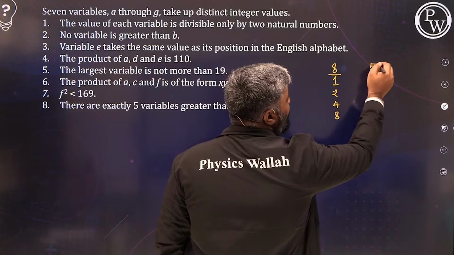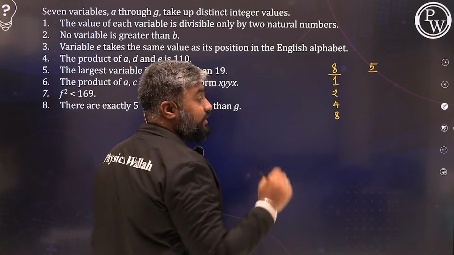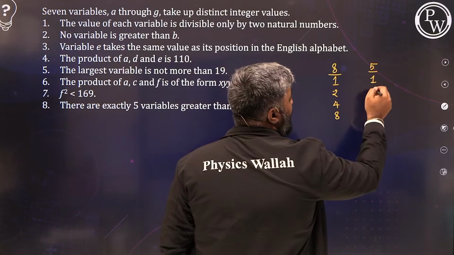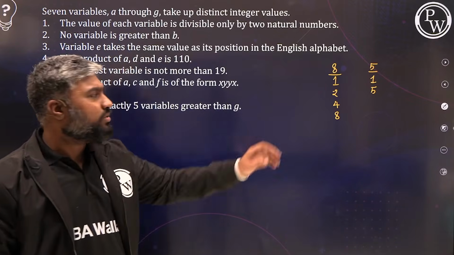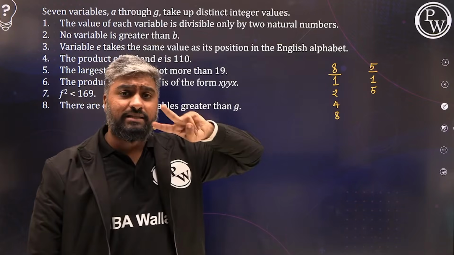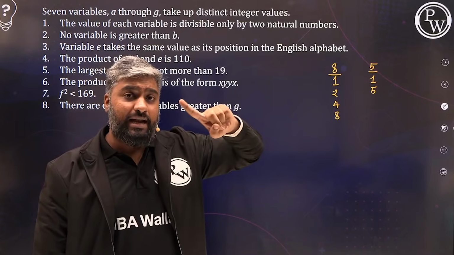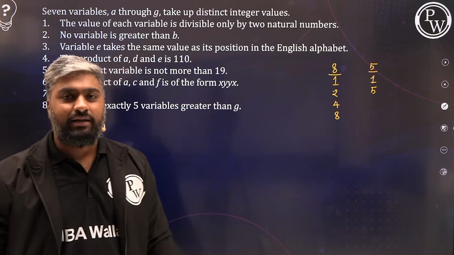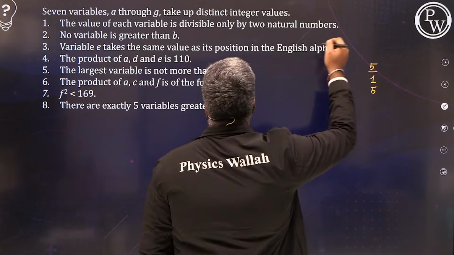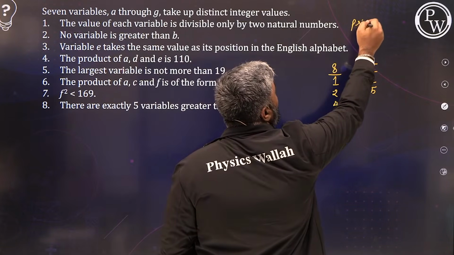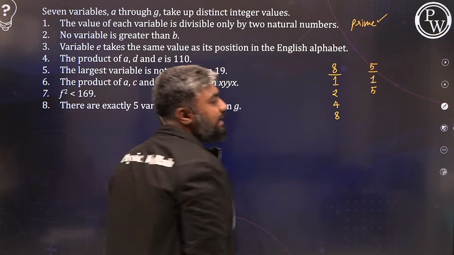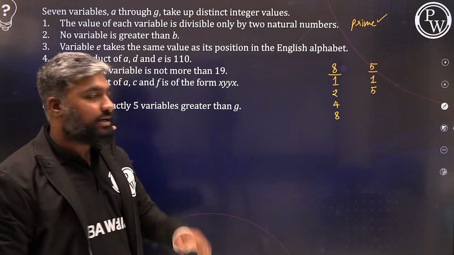What could be an example? How about 5? Would 5 work, guys? Yes, because 5 is divisible only by 1 and itself. What are those numbers called, which have exactly 2 factors, 1 and itself? Prime numbers. Beautiful. So I know that the first clue says that all the variables are prime. Yes. First clue done, dusted.